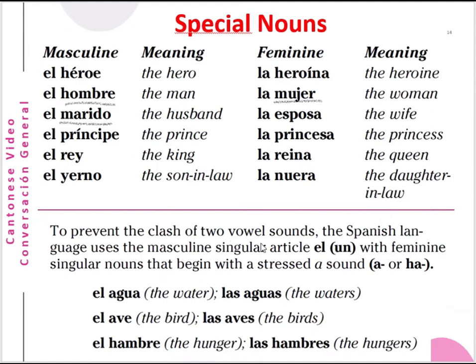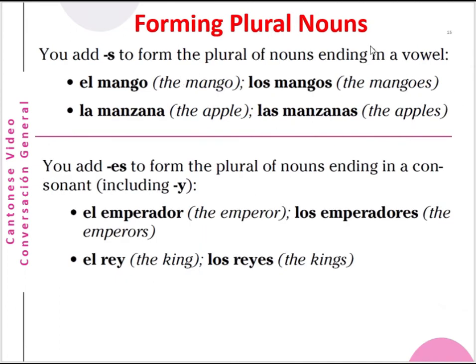And to prevent the clash of two vowel sounds, the Spanish language uses the masculine singular article, el or un, with the feminine singular nouns that begin with a stressed A sound. For example, agua is actually a feminine noun, but it begins with a stressed A, so we use el agua rather than la agua. But in plural form, we change it back to feminine articles. Las aguas. El ave, the bird. Las aves, the birds. El hambre, the hunger. Las hambres, the hungers.